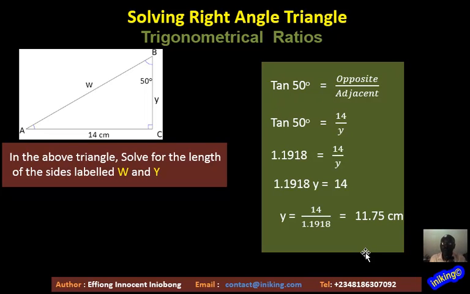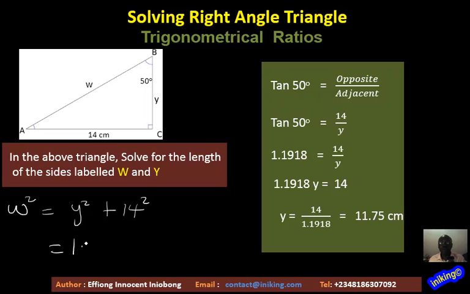Now I know my Y. The next thing, how do I get my W? Well, for those of us who are in love with Pythagoras theorem, you can simply say, okay, since we know y, why not just go and apply Pythagoras and say W squared is equal to y squared, which is now known, plus 14 squared. Of course, that will work.